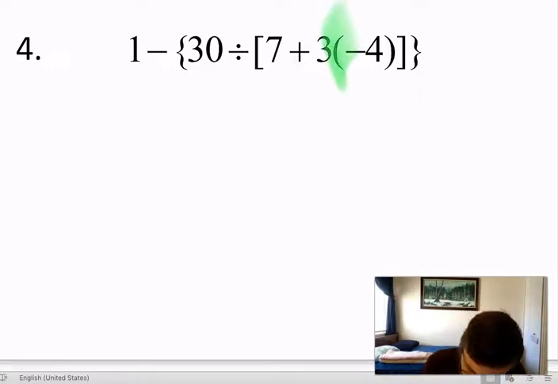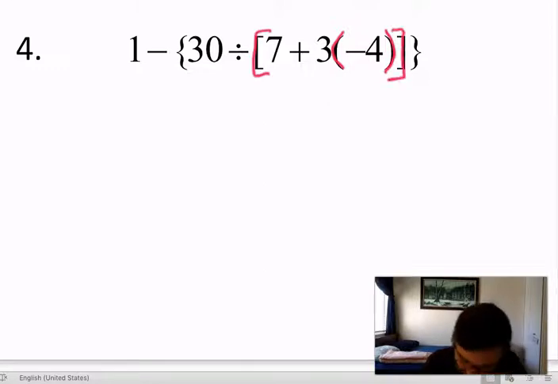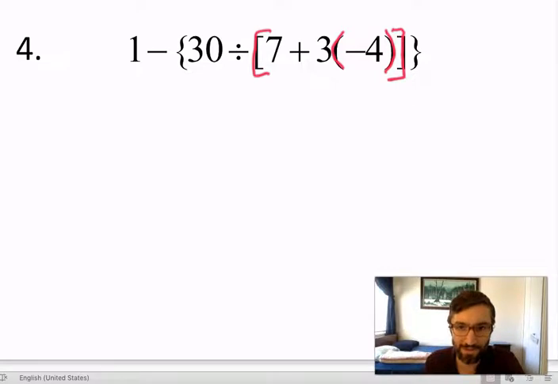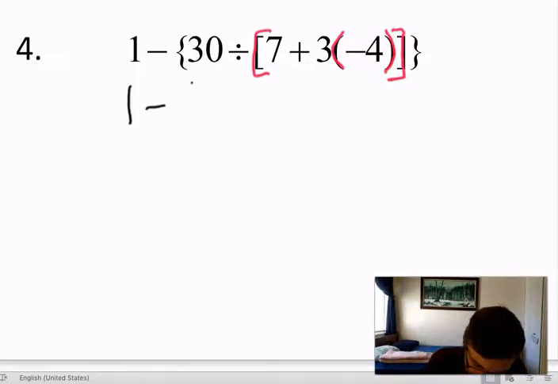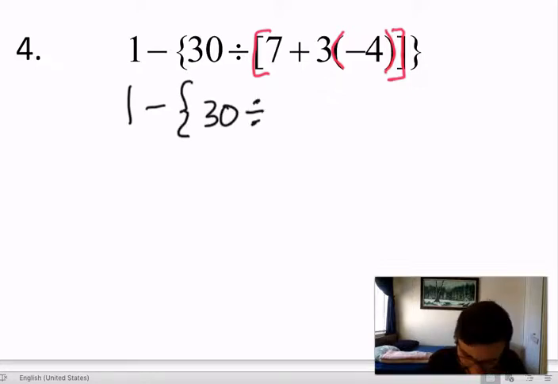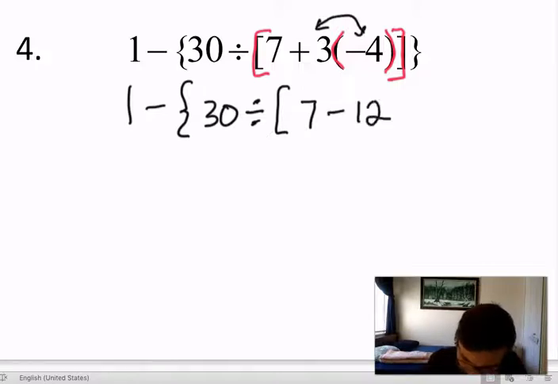So we have parentheses. Whoa, that's the wrong option. We have parentheses here, and then we have brackets here. So let's actually start with that before dealing with all the braces that we have there. So we have 1 minus brace 30 divided by bracket 7, 3 times -4 here, that would be -12. So plus a -12. Bracket, brace.